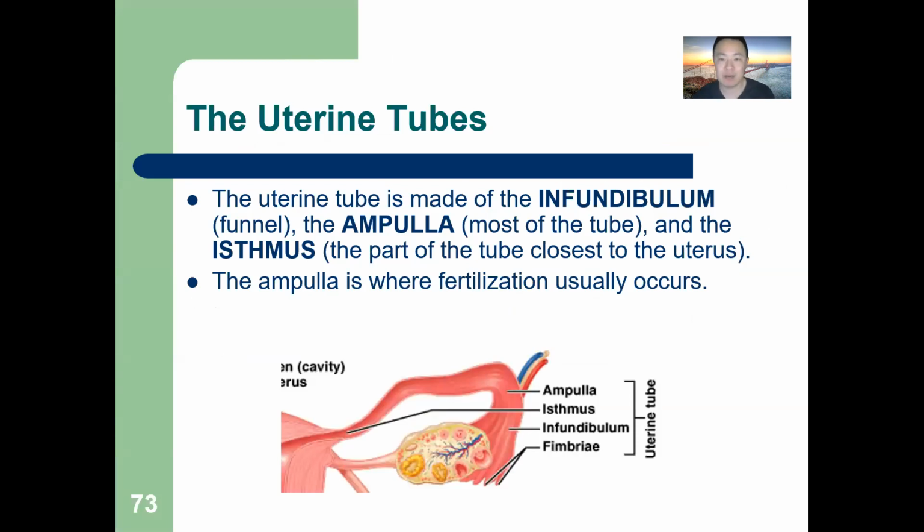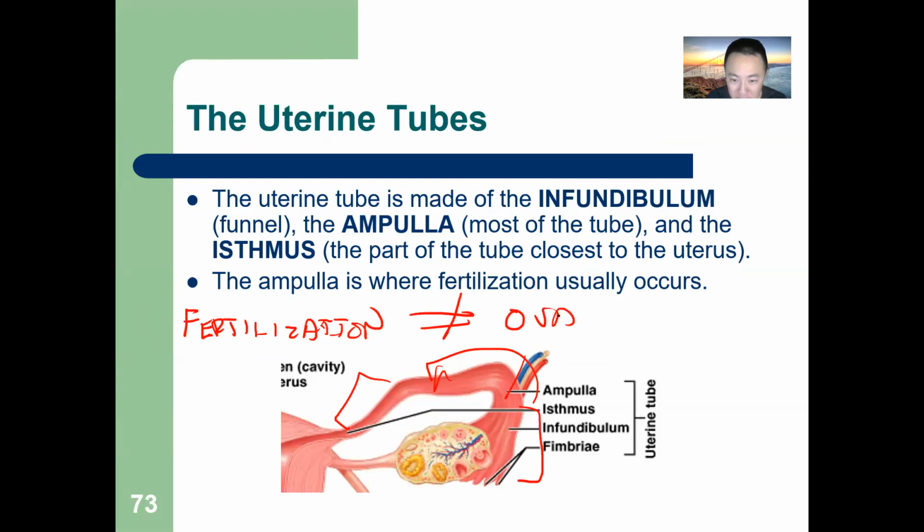All right, like I said, we have the infundibulum, which stands for funnel, this piece. And then we have the ampulla, which is the middle portion. And then we have the isthmus, which is the closest one to the uterus. And guess what? The ampulla is where fertilization takes place, right here in that mid-tube. Fertilization does not take place in the ovary. Okay, I really want to emphasize that. Fertilization is not in the ovary.